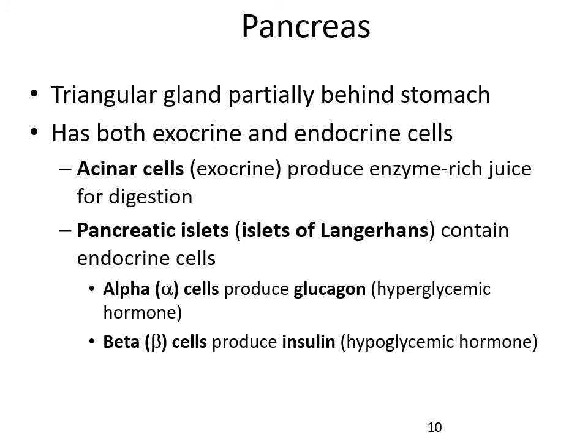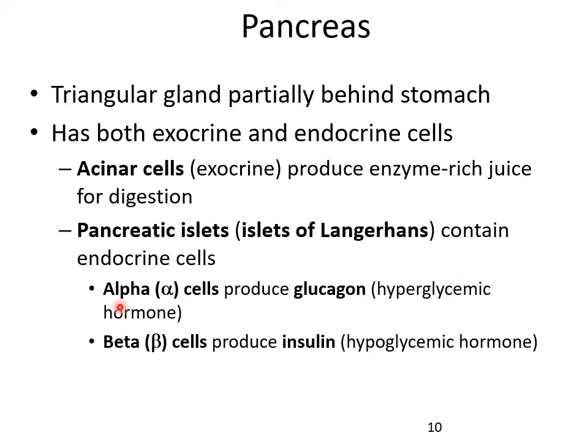All right, so that takes care of the adrenal cortex. Now we're going to talk about the pancreas. Now the pancreas is a triangular gland that's partially behind the stomach. It has both exocrine and endocrine cells. The exocrine cells are called acinar cells. They produce enzyme-rich juice for digestion, so it's part of the digestive function. We'll talk about them more when we get there. And the pancreatic islets, islets of Langerhans, contain endocrine cells.